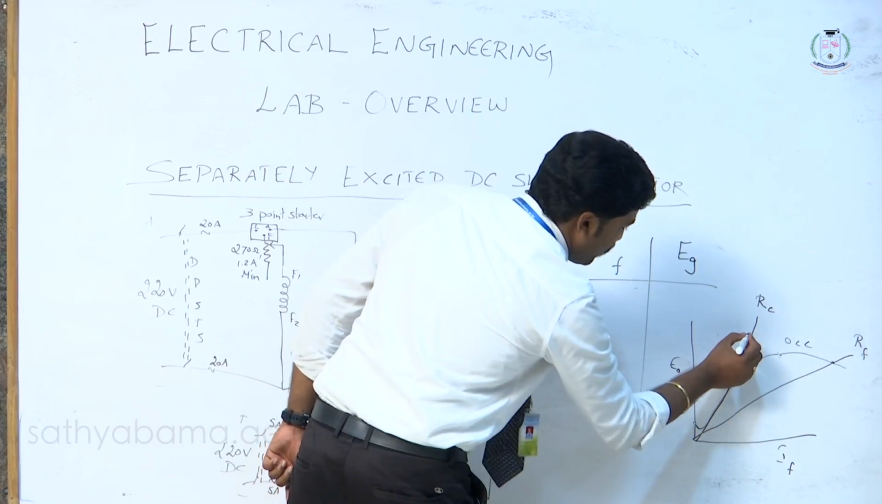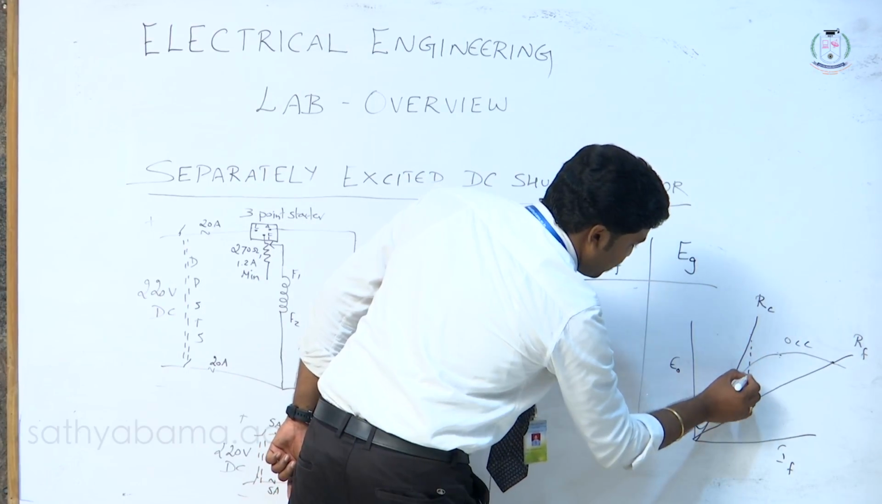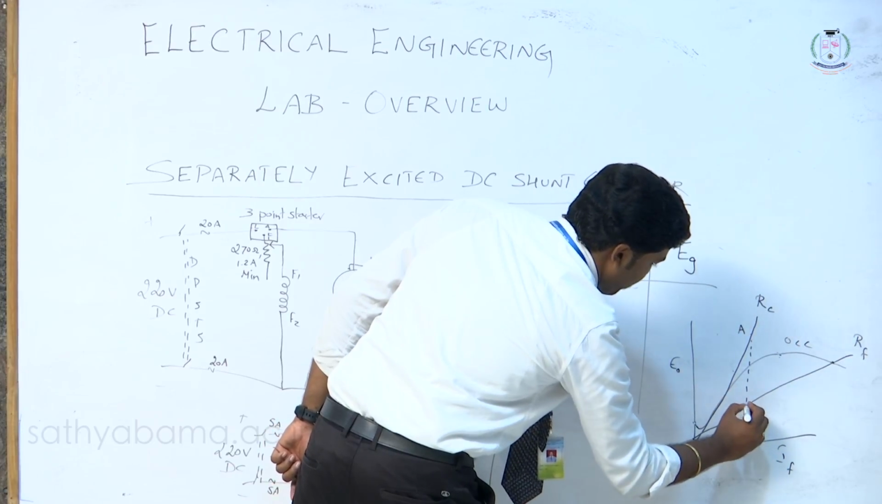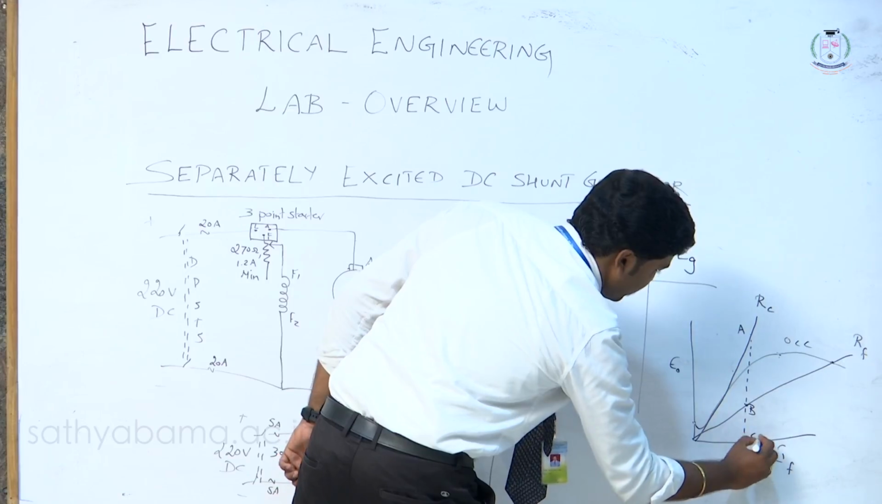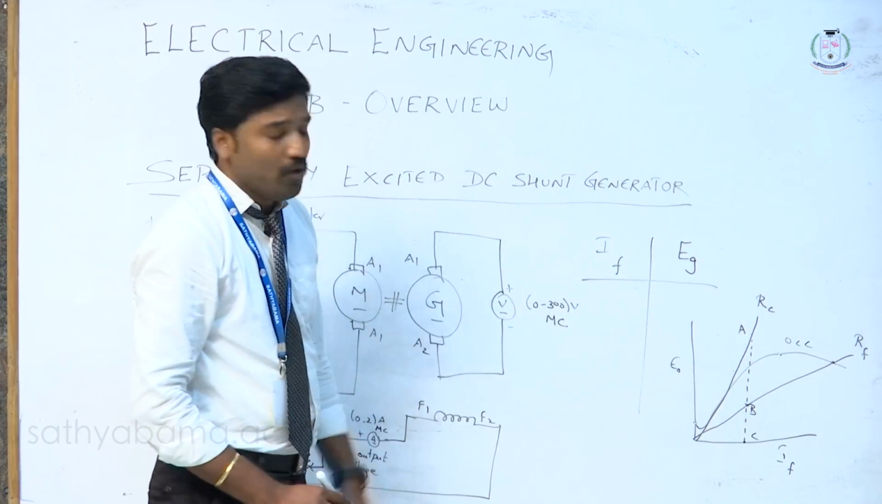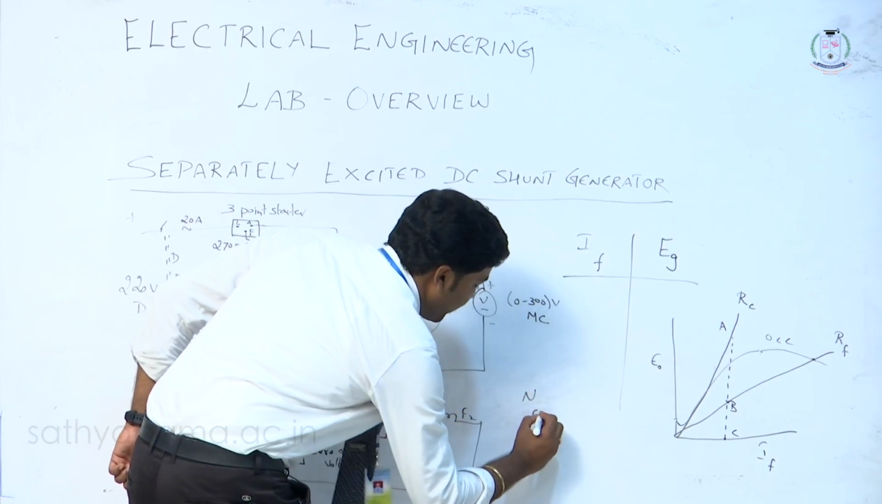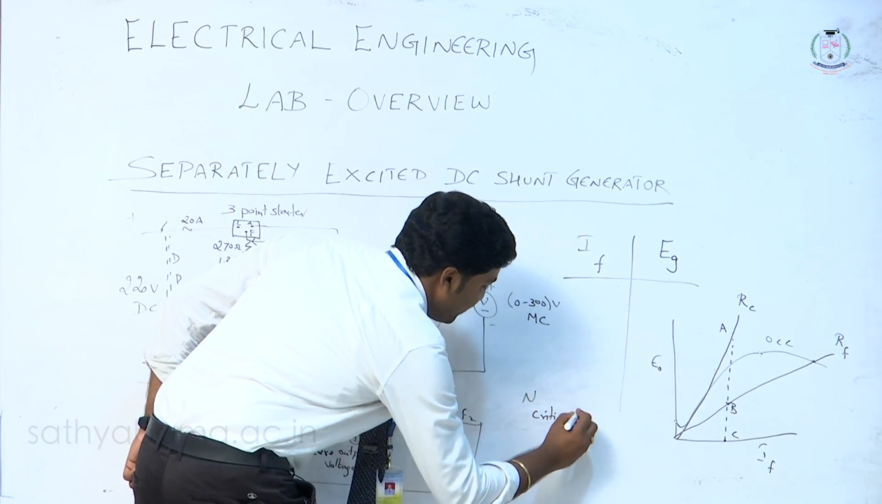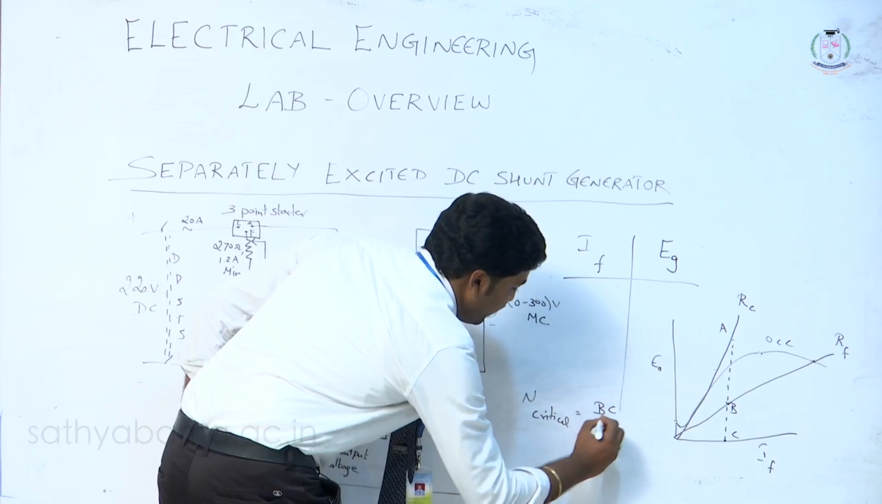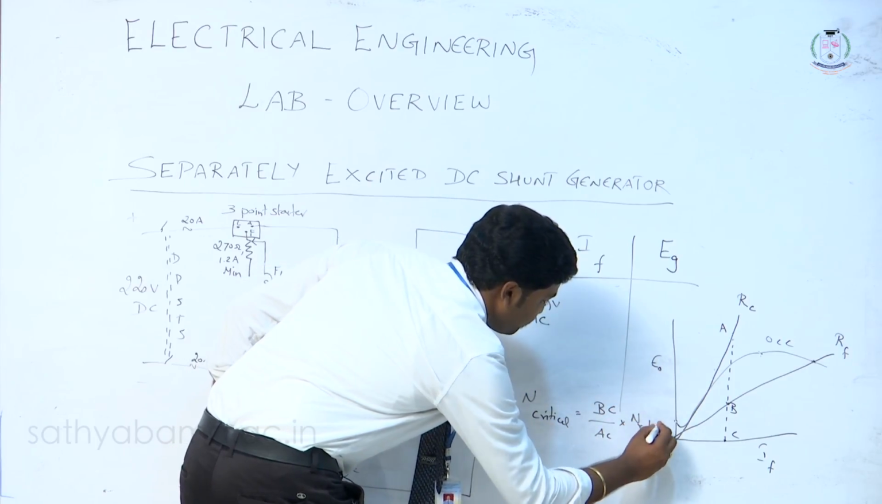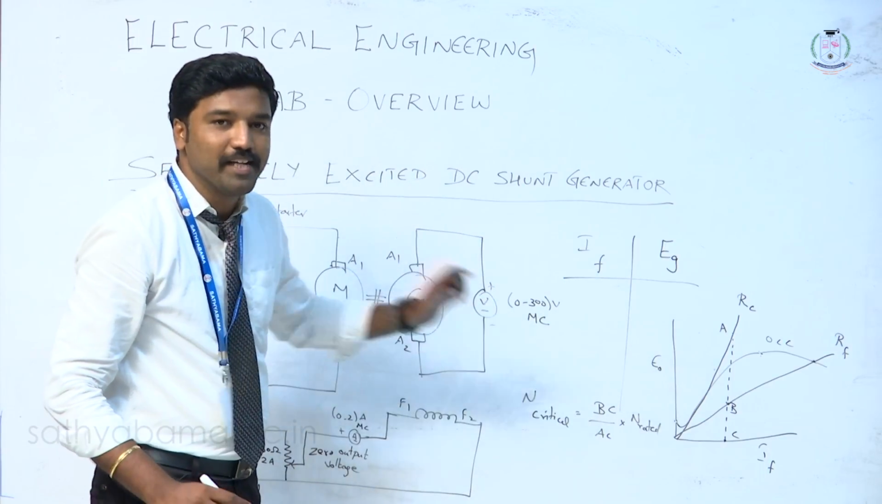Here we want to take two things. We are supposed to take a point that should be projected down. This point is A, where it meets is B, and this point is C. Why have I marked A, B, C? In order to find the critical speed, N critical. N critical is nothing but BC divided by AC into N rated.